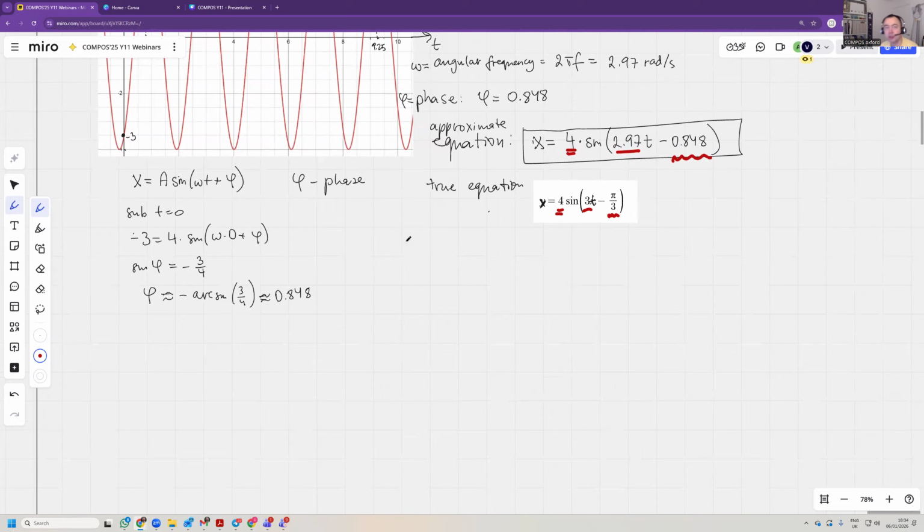Okay. Phase represents where you start the oscillation. Imagine you have a child on a swing. What can you do? Well, you can pull the child back and release, or you can push the child forward and then release, or you can push the child at the lowest position, just push really hard, and the child flies forward. Or identically, you can push the child backwards.